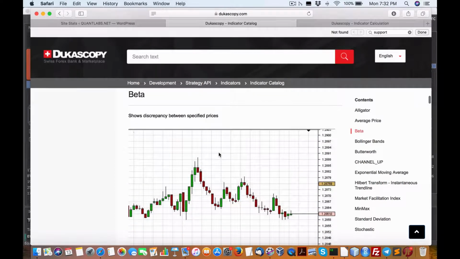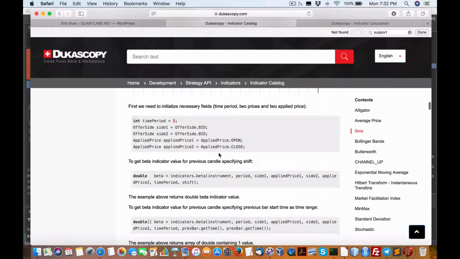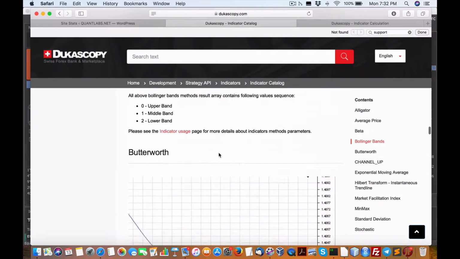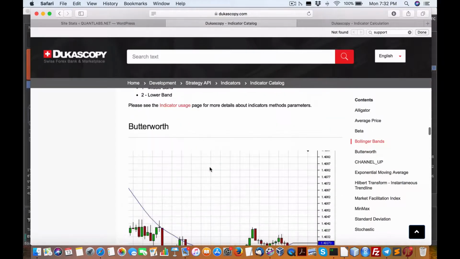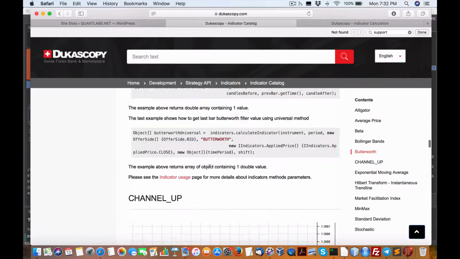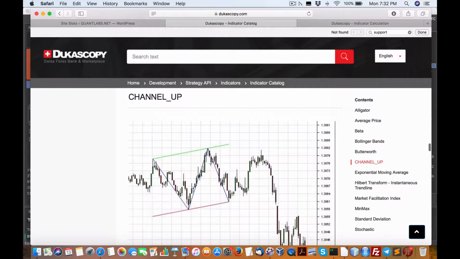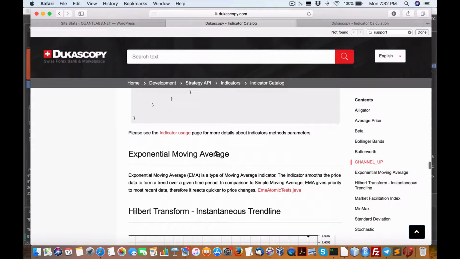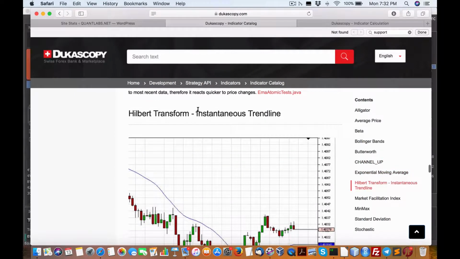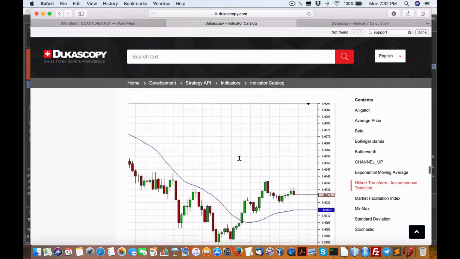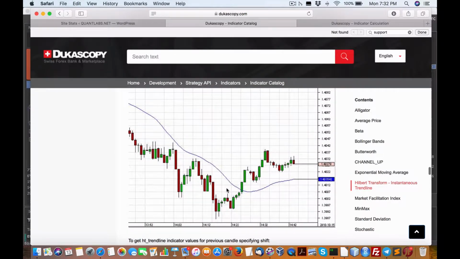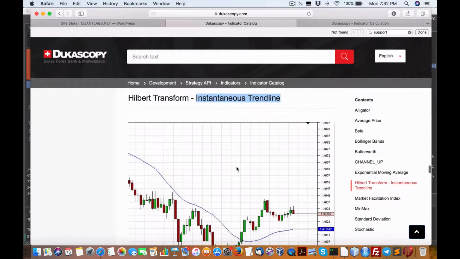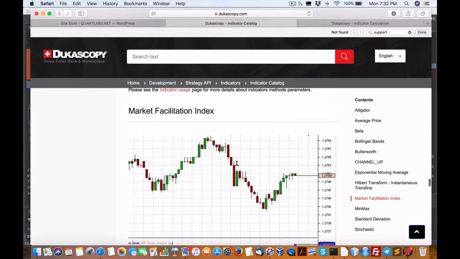The other one, beta, is interesting. Not sure if that's going to be all that useful. Bollinger Bands, not really interested in that. Butterworth, I've never heard of, but I'm not going to really put a lot of attention to it. Channel Up, it says this one's very rare to actually happen. Not interested in that. But this one, Hilbert Transform Instantaneous Trendline, I'm very interested in because it's exactly the kind of thing I've been wanting to do, but to transform it and use it in the JForex with the API might be something I can use.